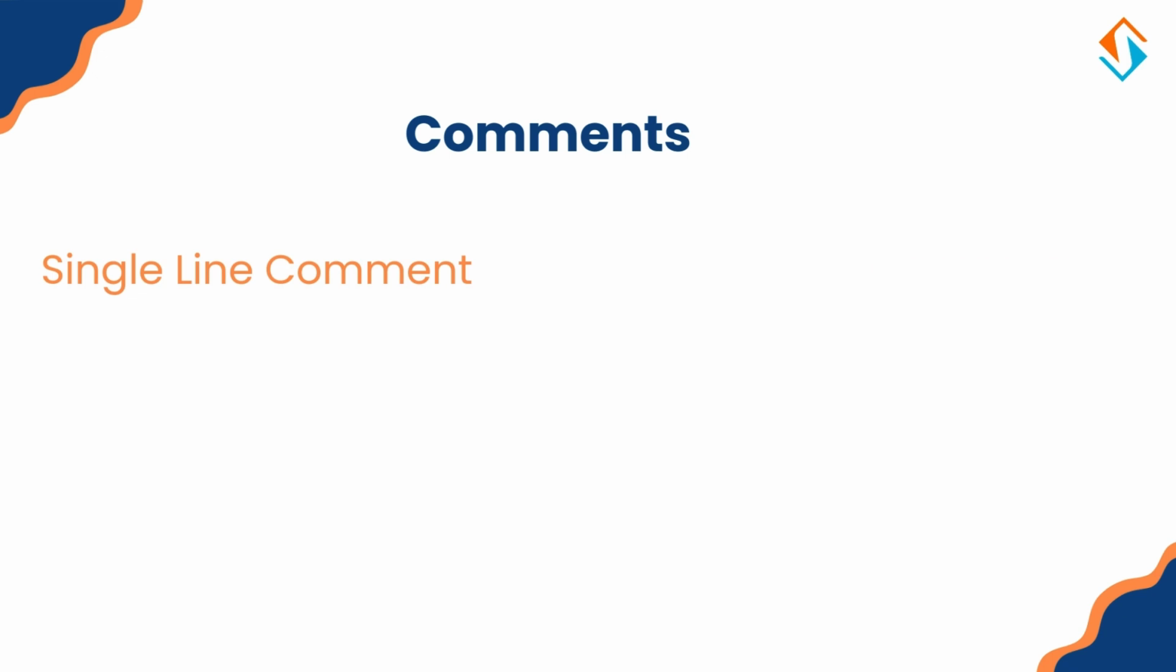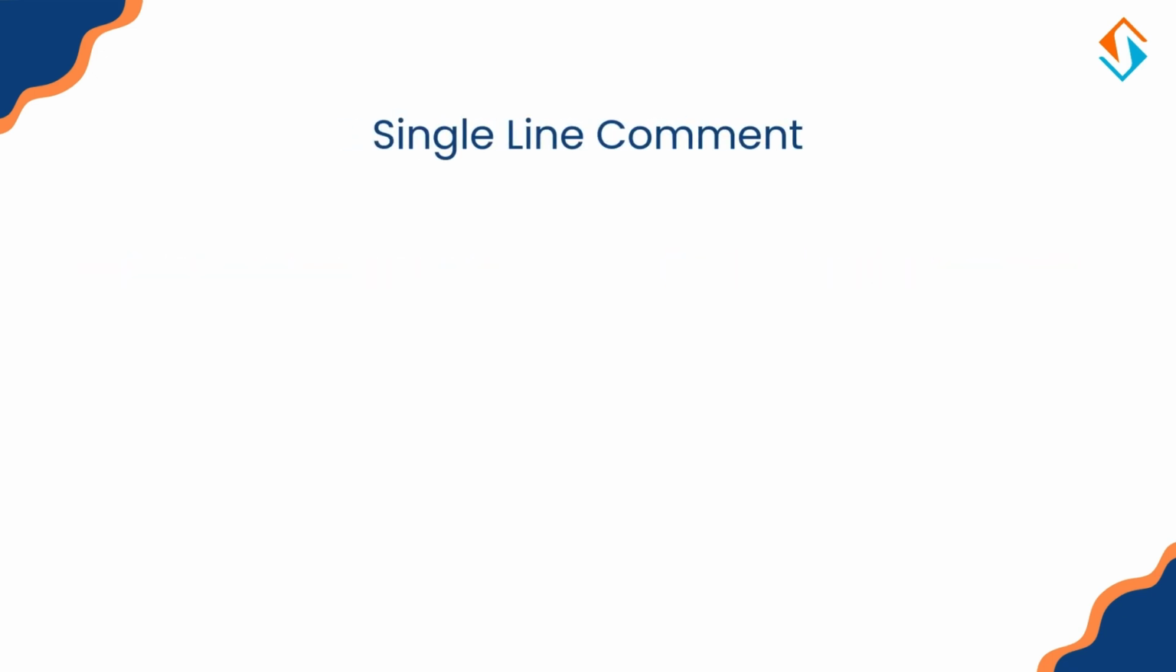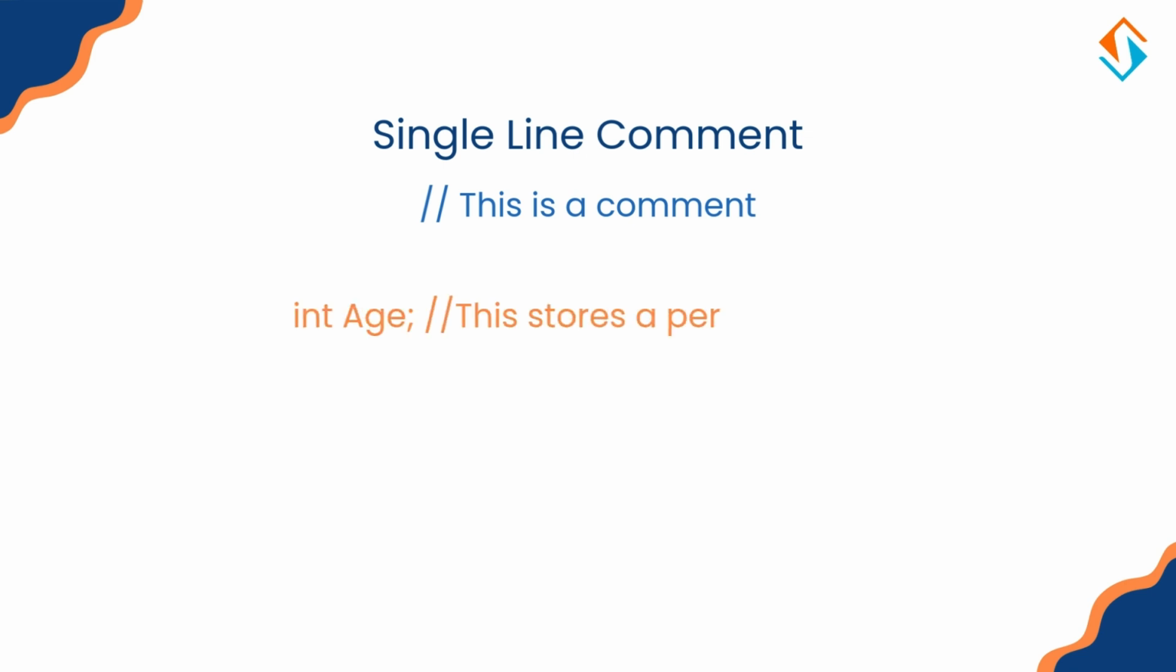Now comes a simple yet powerful feature, comments. There are two types of comments in C++. First is single-line comment, and the second is multi-line comment. Let's take a look at both. Single-line comments start with //. Everything after // on that line is ignored by the compiler. This is great for adding short explanations or quick notes beside your code. For example, if you're declaring a variable, you can explain its purpose in a single line.